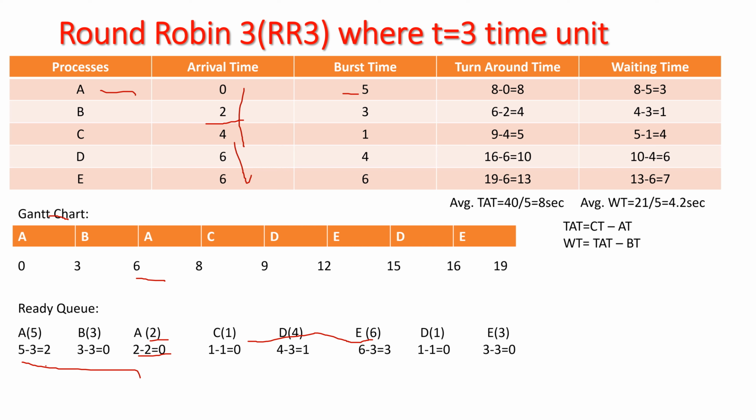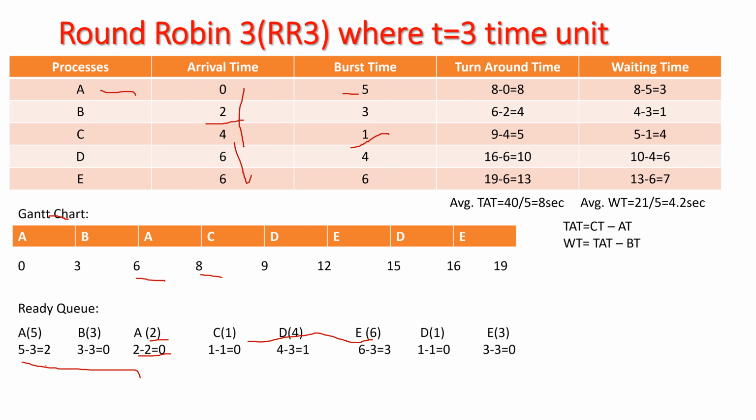Its CPU burst time left is 2, so A will be executed for 2 time units. So 6 plus 2, 8. Till 8 time units, A has been executed. Now the other process in the ready queue is C. C will be executed for 1 time unit as its burst time is 1. So 8 plus 1, 9. Till 9 time units, C will be executed.